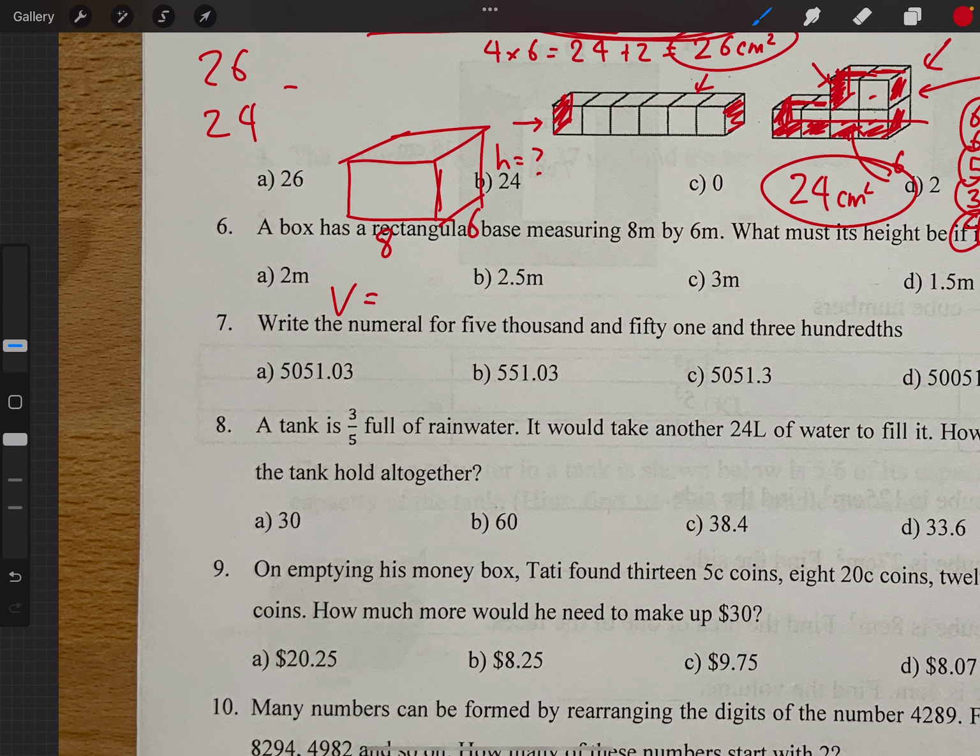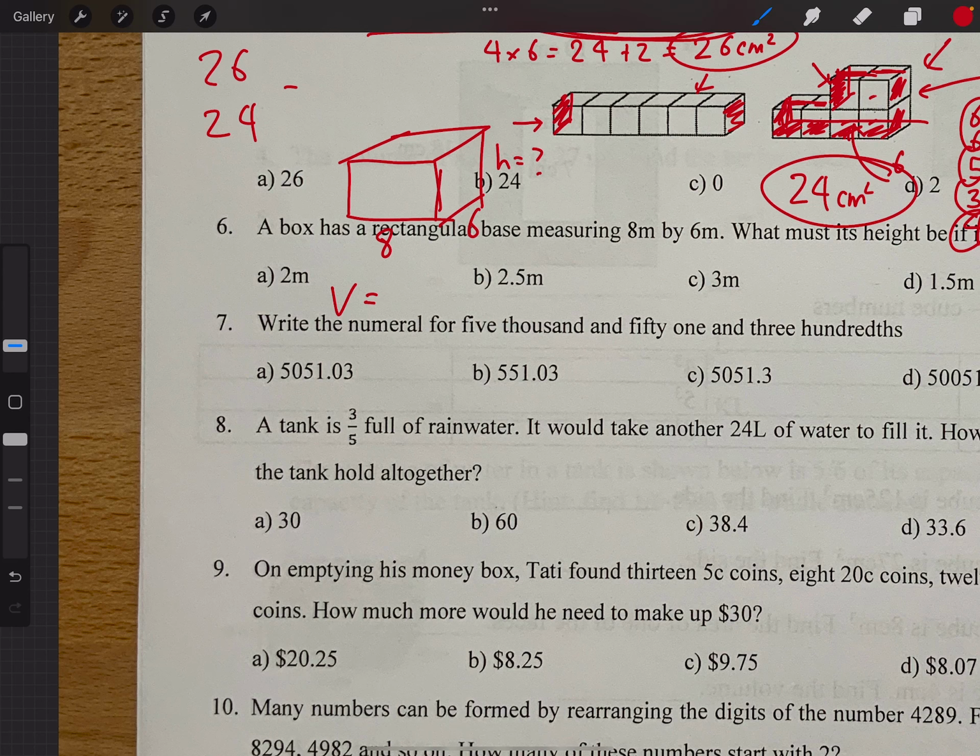Question 7. Write the numeral for 5,051 and 300th. So we know it's going to be 5,000. And 51. So 51 is like this. That means when you write it, you're going to write 5051 and 300ths. So 300 is like this. This is the 300th. So that means it's going to be like this and like this.